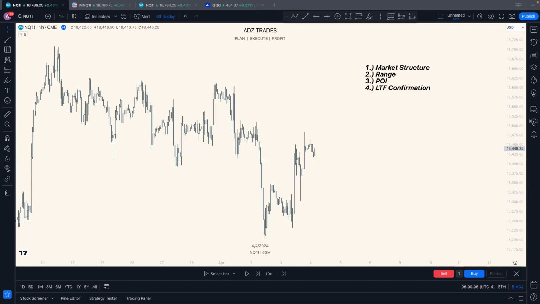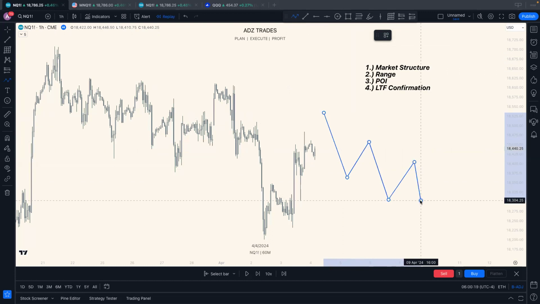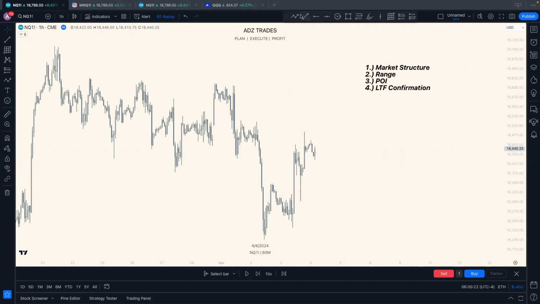So the first thing I always look for before I take any trade is my market structure. And what do I mean by market structure? Well, price is going to be doing one out of three things. We're either going to be trending downwards, we're going to be trending upwards, or we're going to be stuck in a range. Okay, so the first thing I want to do is identify what market environment we are in. What is our market structure?